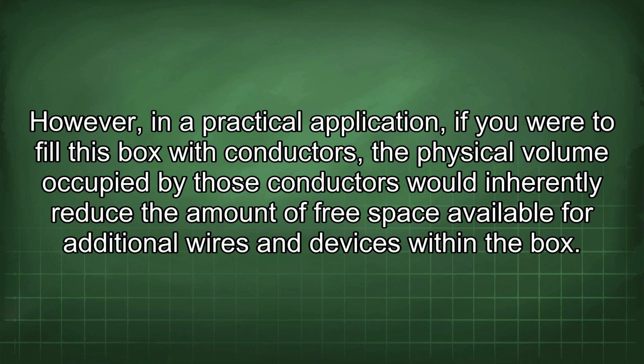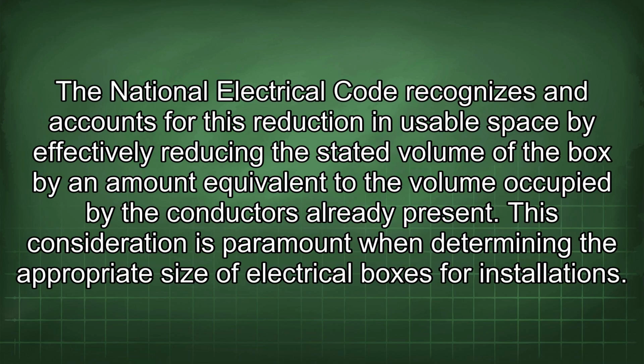However, in a practical application, if you were to fill this box with conductors, the physical volume occupied by those conductors would inherently reduce the amount of free space available for additional wires and devices within the box. The National Electrical Code recognizes and accounts for this reduction in usable space by effectively reducing the stated volume of the box by an amount equivalent to the volume occupied by the conductors already present. This consideration is paramount when determining the appropriate size of electrical boxes for installations.